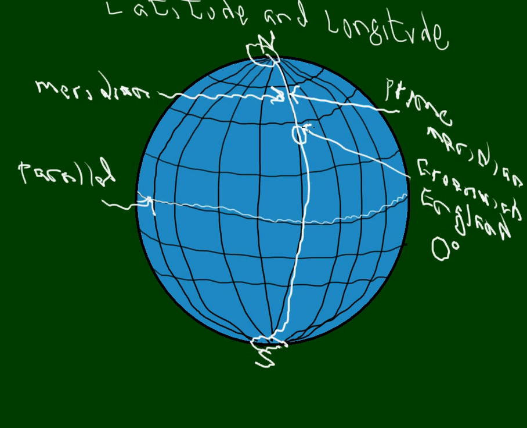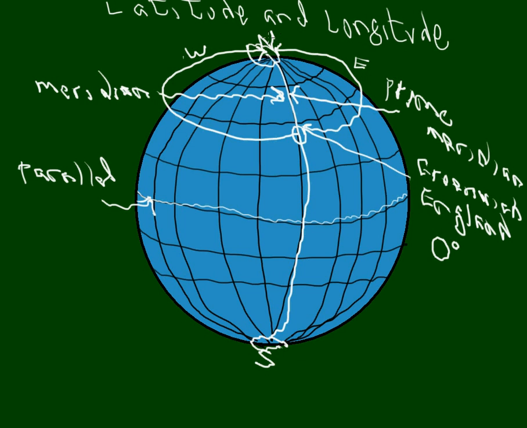Now when you leave Greenwich and go to the east, longitude increases all the way around to the back part of the Earth. It increases from 0 to 180 degrees, and this is east longitude, east of Greenwich. And then west of Greenwich, the longitude increases from 0 to 180 degrees also, and this is west longitude.